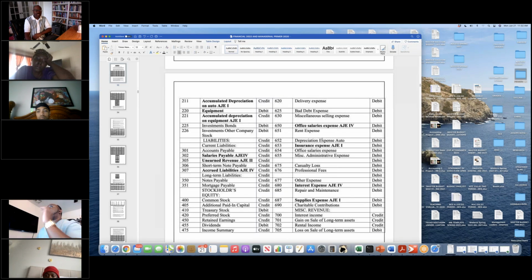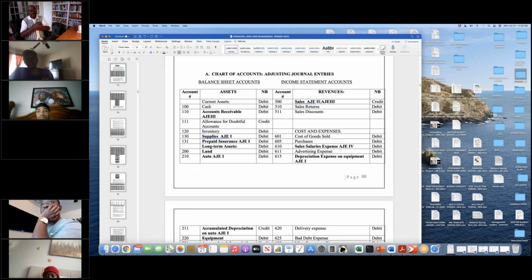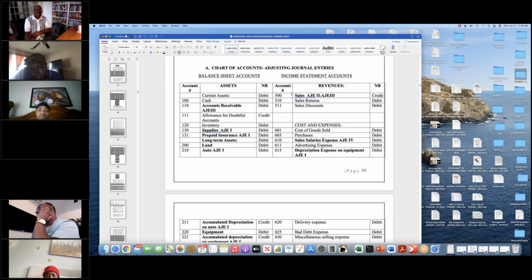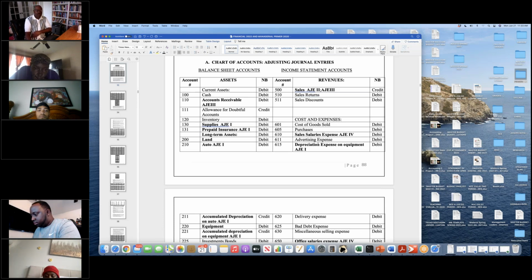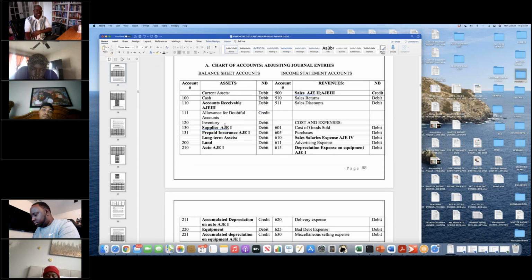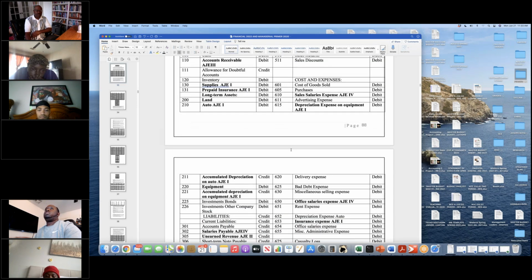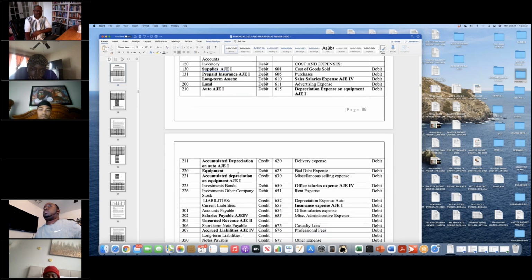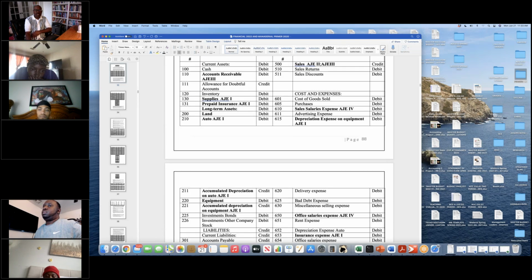Let me do one thing quickly. Is this chart of accounts for adjusting journal entries in the handout I sent? Yes. Okay. So, same chart of accounts, but what I've done with this chart of accounts is to show you what accounts are involved in each JE. So we got AJE1, it's going to be supplies, prepaid insurance, accumulated depreciation, and depreciation expense.